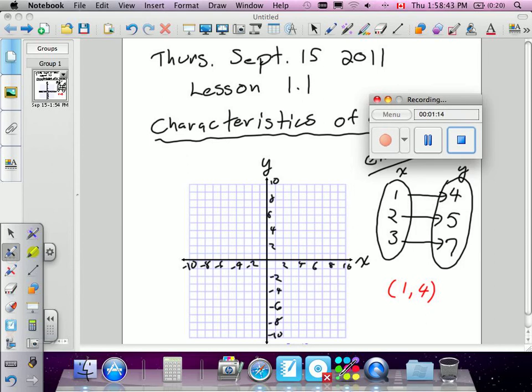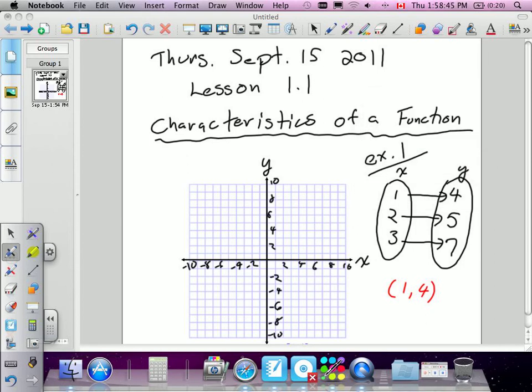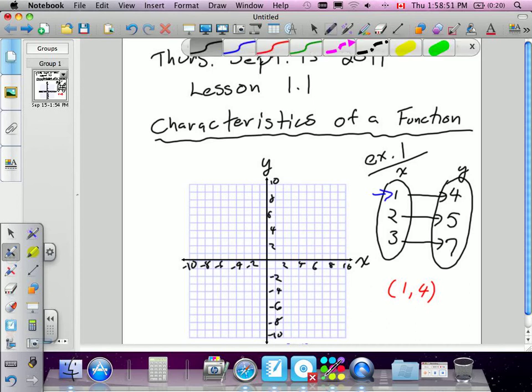Okay, so we have our graph. The very first set of numbers here represents the coordinate 1, 4. And remember, when we go to plot these things, the x-coordinate is always first, and the second one is our y. So I look for 1 on the x-axis and 4. So this is one of the points.